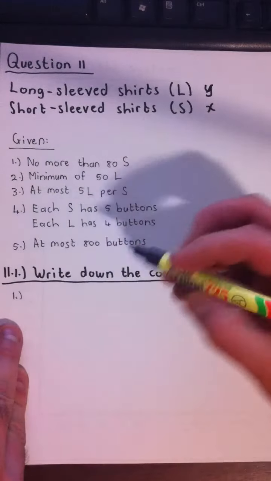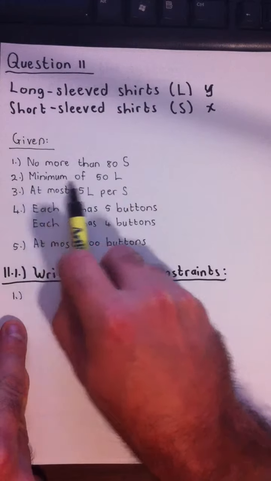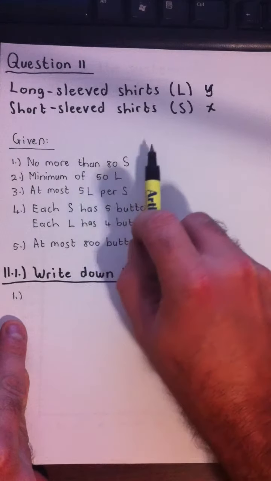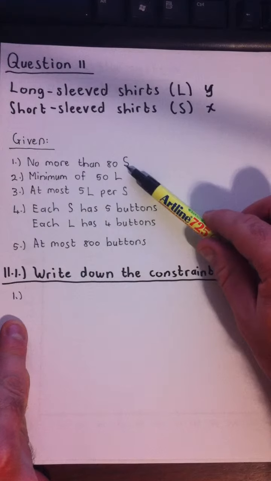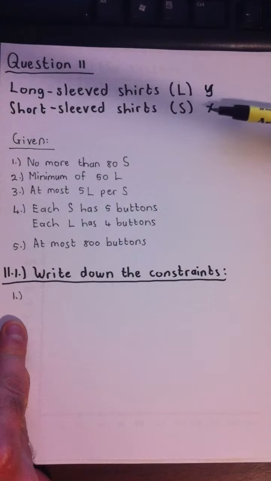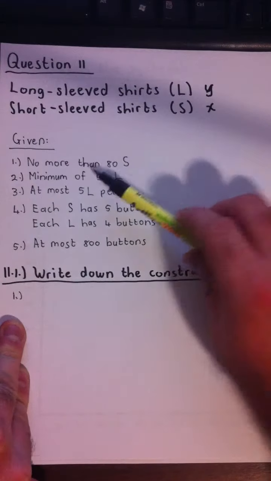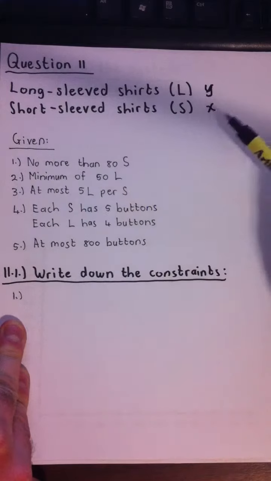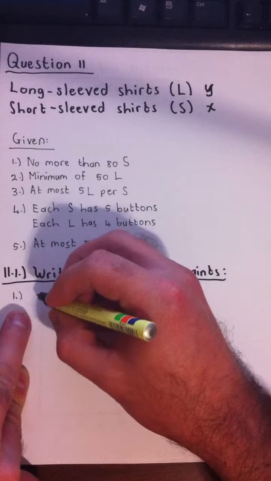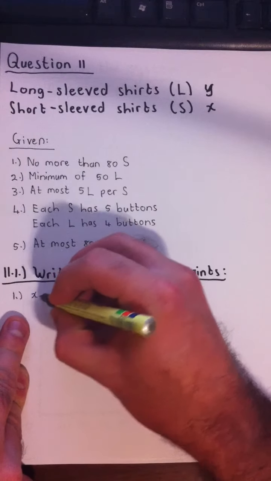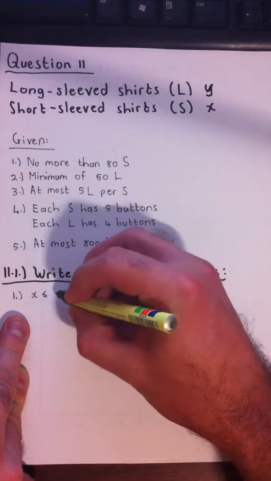Question 11.1. Write down the constraints. Okay. So from number 1 we can see that no more than 80 short sleeve shirts have to be produced. So that gives us a maximum of 80. They also told us to let short sleeve shirts be X and the long sleeve shirts be Y. So no more than 80 of X, so X has to be less than or equal to 80.